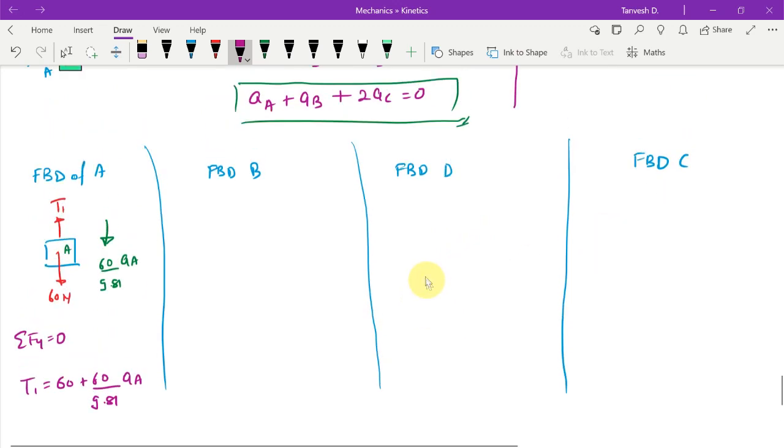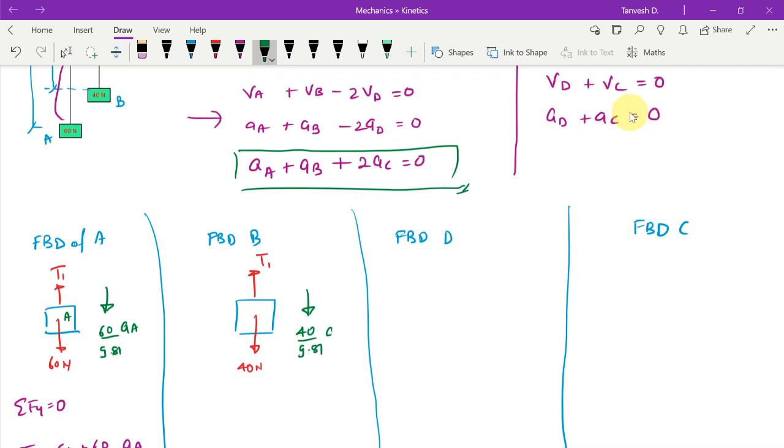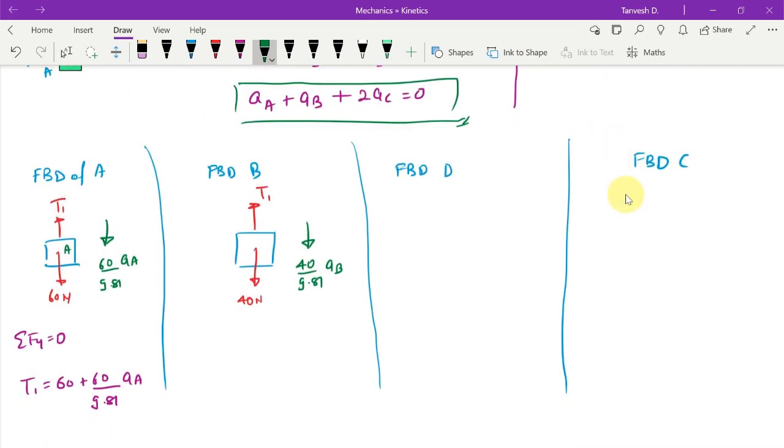Then FBD of B. This is my B block, where 40 newtons is the weight and T1 is the tension. We are assuming it moves upwards, so its inertial force will be downwards, which is 40 by 9.81 times AB, right? So here also, summation Fy equals 0 will give me T1 equals 40 plus 40 by 9.81 times AB.